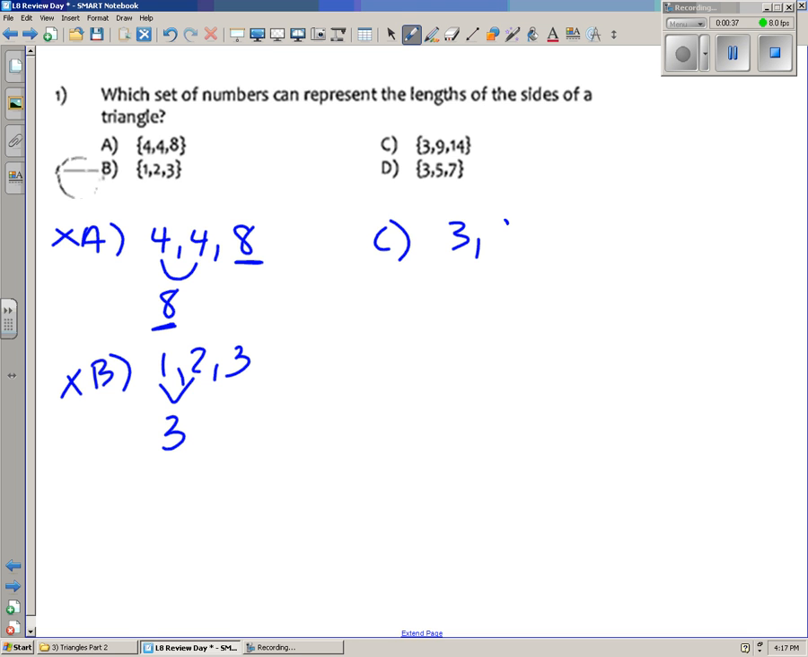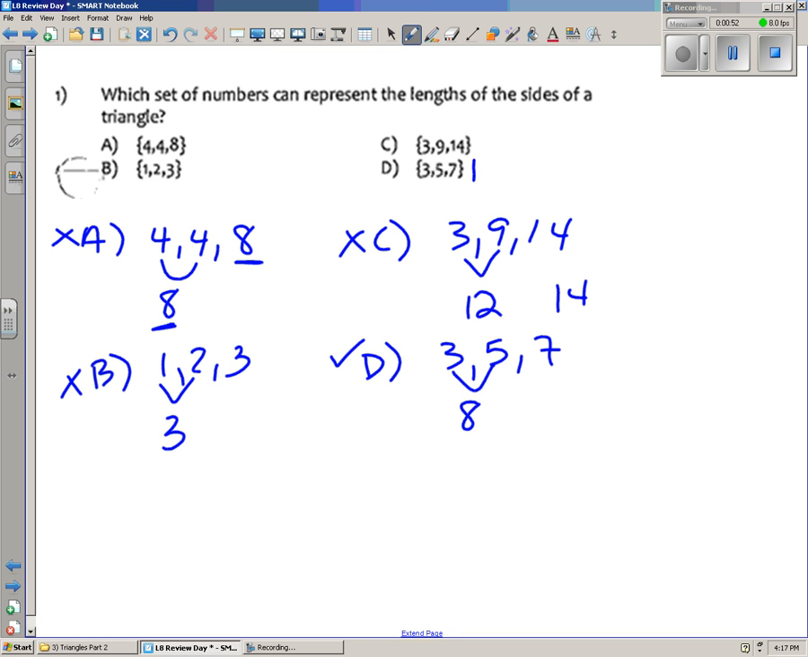Choice C, 3, 9, 14. 3 plus 9 is 12. That is not bigger than 14, no good. Choice D, 3, 5, 7. 3 plus 5 is 8. 8 is bigger than 7. And there's your answer. So number 1 is choice D.